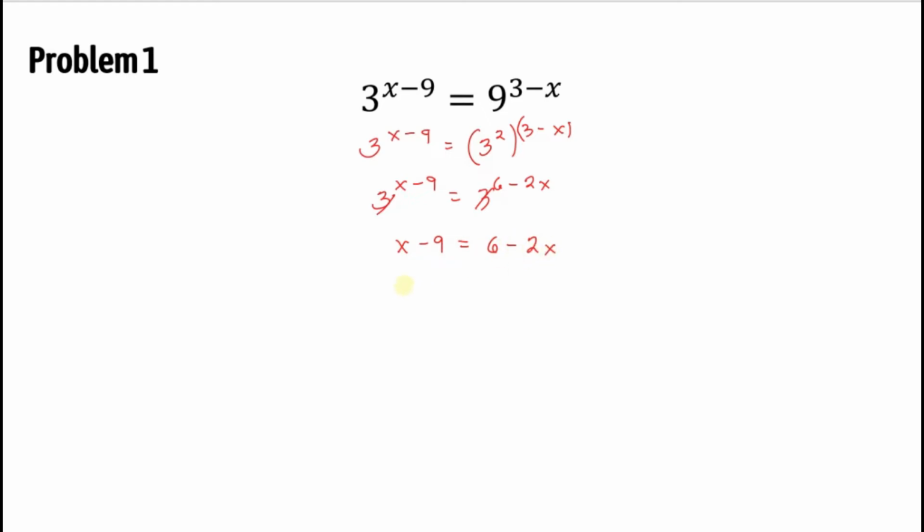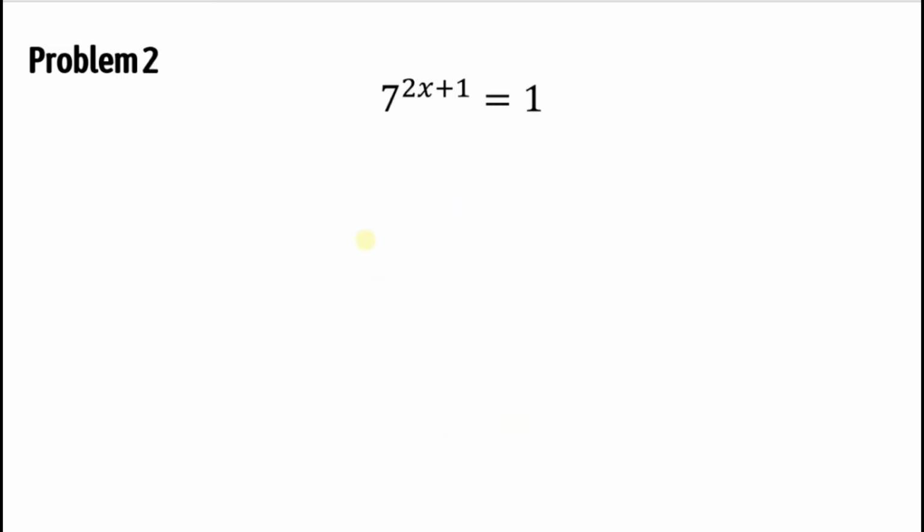Then, solve for x. Transpose negative 2x to the left. We have x plus 2x equals 6 plus 9. Then x plus 2x is 3x. Then 6 plus 9, 15. Then to solve for x, we divide both sides by 3. Cancel this. We have x equals 5. Okay? So let's have the second example.